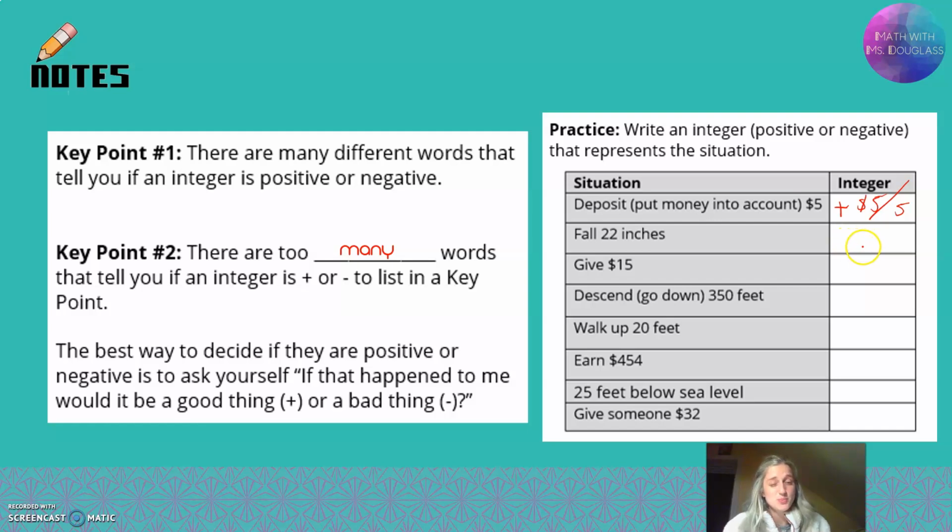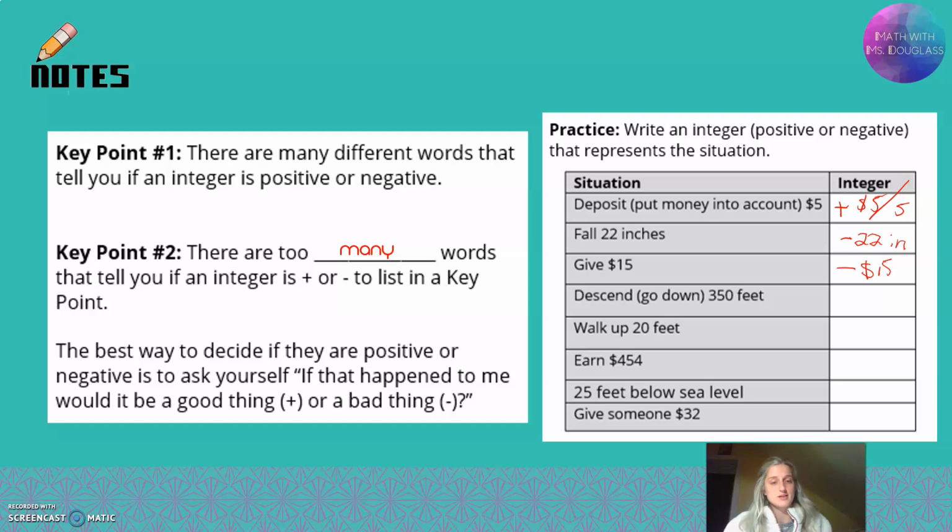That is not good. You probably scraped your knee. That is a negative 22. If you give someone $15, well, you're very nice, but that's actually $15 that you gave away. That is a negative because you no longer have that $15. I'm going to include the dollars. Oops, if I'm being good, I should have done negative 22 inches. Including your units is helpful.